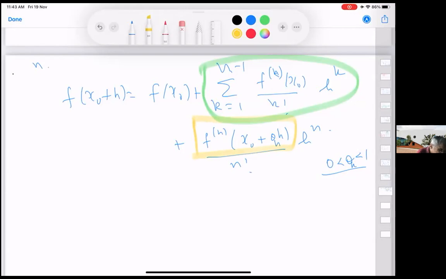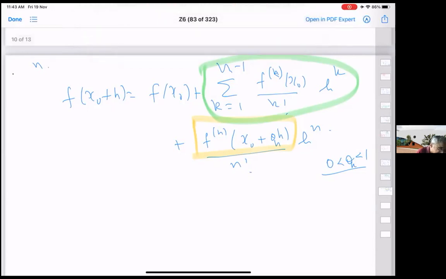So the error term after this expansion, for small enough h, will have the same sign as the nth degree derivative at x0. So you can work out the argument I just now talked about using either of the versions of the Taylor theorem to work this out.